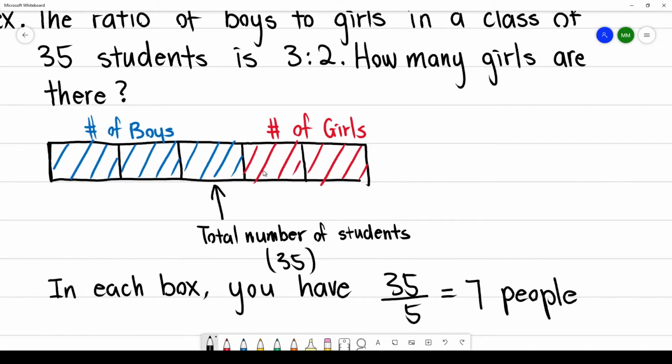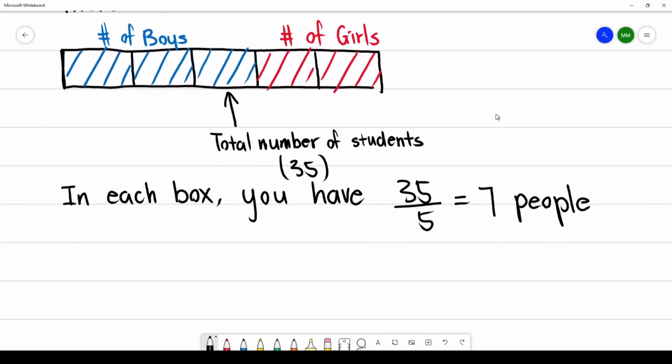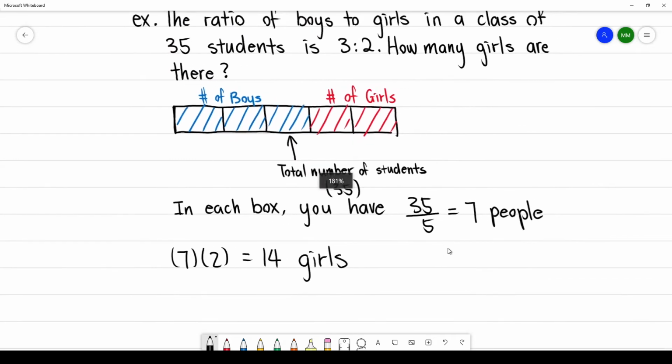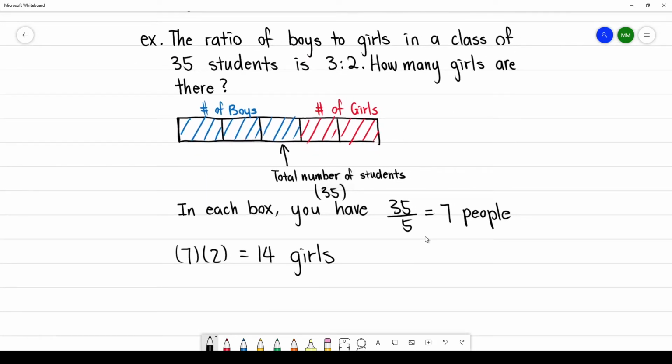Now, girls make up 2 boxes. So in each box there are 7 people, so 7 times 2 is equal to 14. 14 girls. And it's just like that.